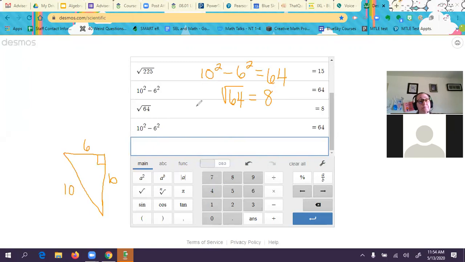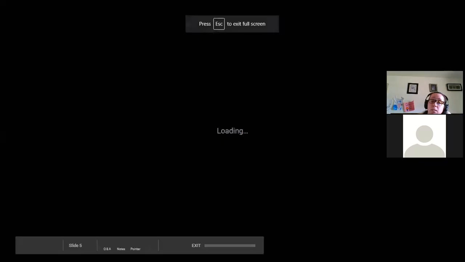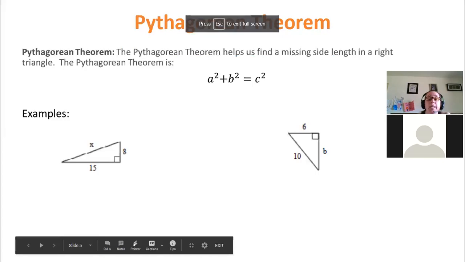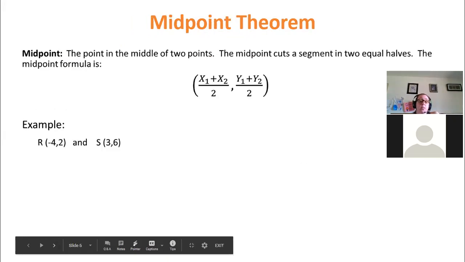Yep, you're right. So that's the other way. If you're missing a leg, you start with the hypotenuse and then subtract. If you're missing the hypotenuse, you add the two legs together. But you always end with the square root. Does that make sense, guys? Okay, good. Any questions on that? So we have more formulas to get to.